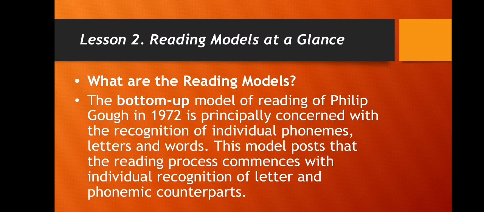For our topic, for our lesson 2, we have reading models at a glance. The question: what are the reading models? There are actually two reading models written here. We have the bottom-up and the top-down model. The first one, the bottom-up model of reading of Philip Gough in 1972, is principally concerned with the recognition of individual phonemes, letters, and words. This model posits that the reading process commences with individual recognition of letter and phonemic counterparts.